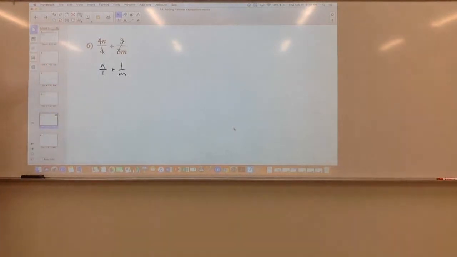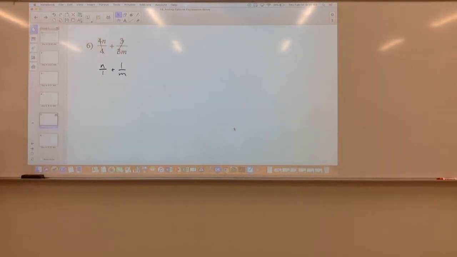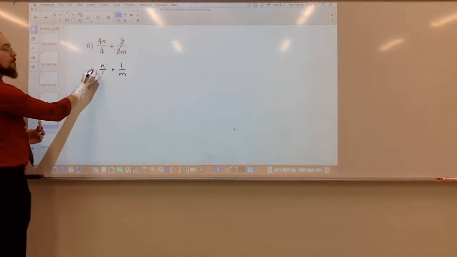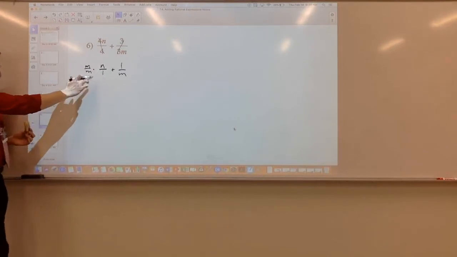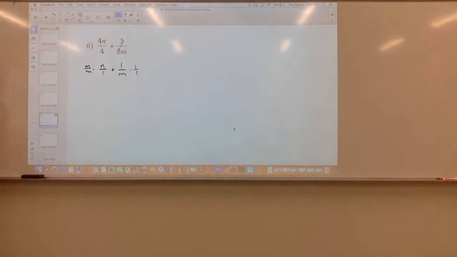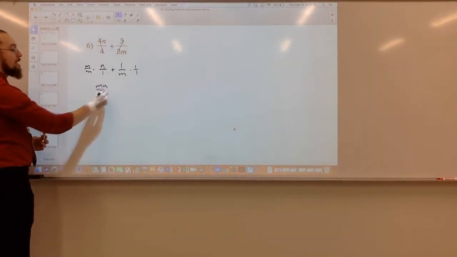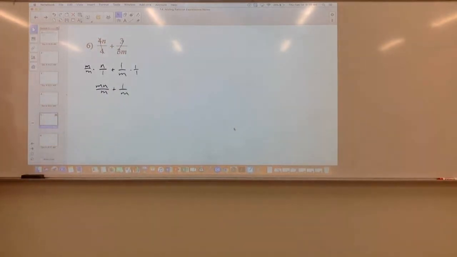So, now what? N over M. Multiply that. So I need to get common denominators, right? So on the left side, I would do m over here. And then over here, I could do times 1 over 1. So I end up with mn over m plus 1 over m.